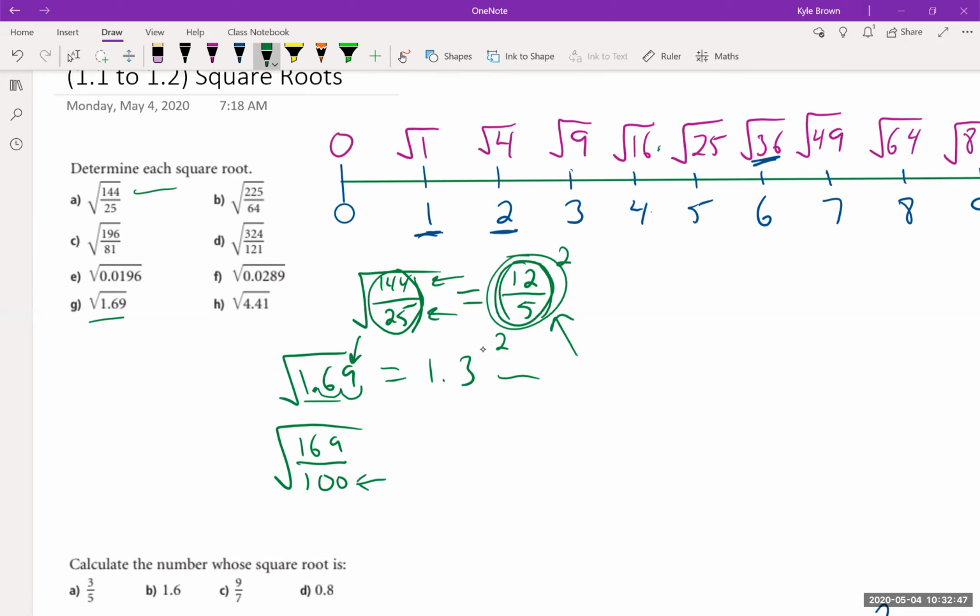It's over 100. Okay, so now that I have it written out like that, now it's just like what we did in this example, where I'm just going to take the square root of the top and divide by the square root of the bottom. So the square root of 169 is 13 over, and then the square root of 100 is 10. So it's 13 over 10. And that really is the same thing as 1.3. All right, so that's how you do those ones.